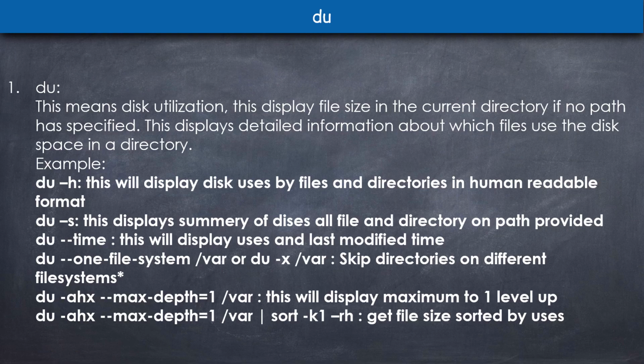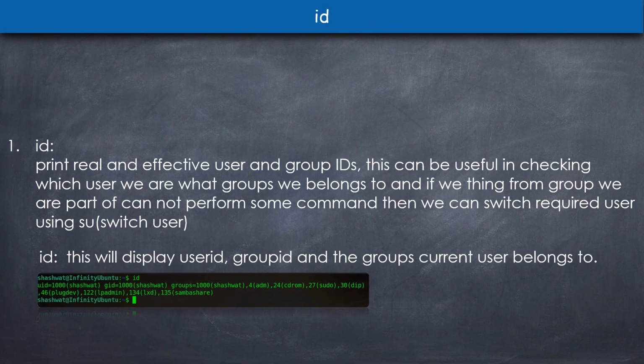Okay, let's move to the next command now. The id command basically displays information about the current user. It prints real and effective user and group IDs. So suppose I have a user and want to see which groups that user is part of, or what the UID or GID of that user is, I can use this command.